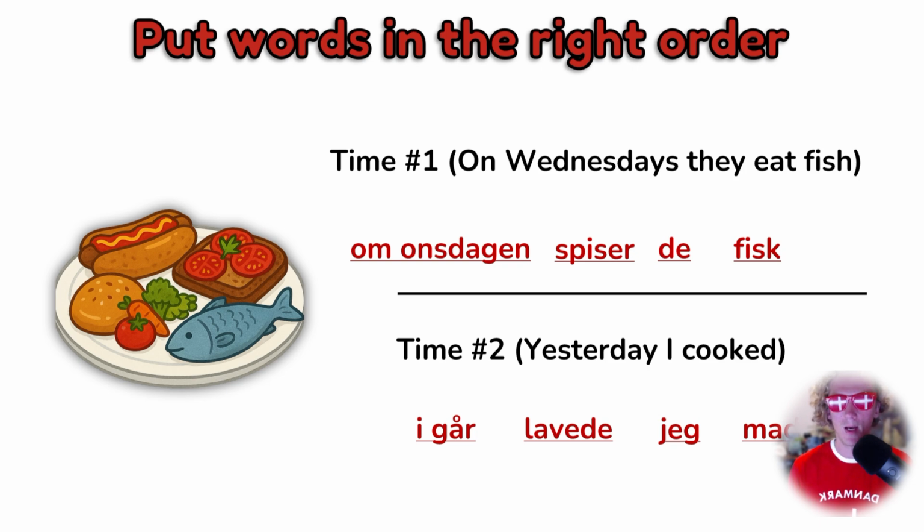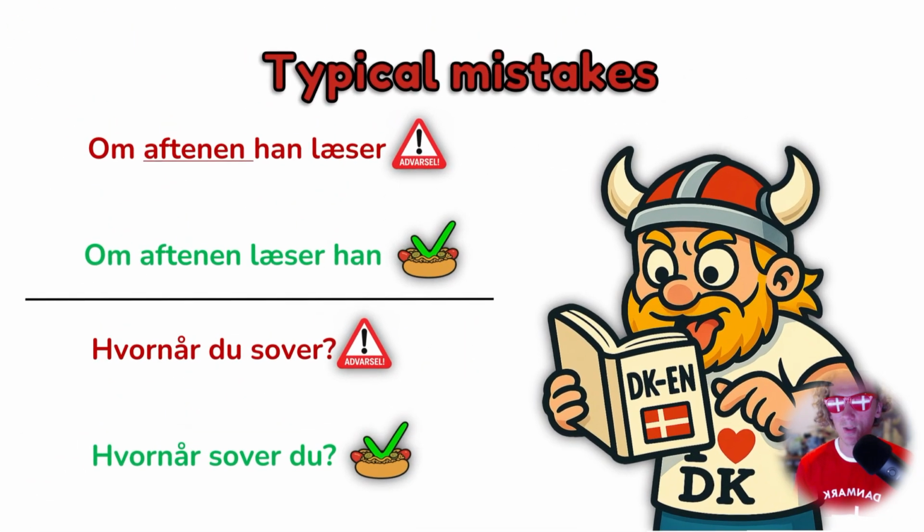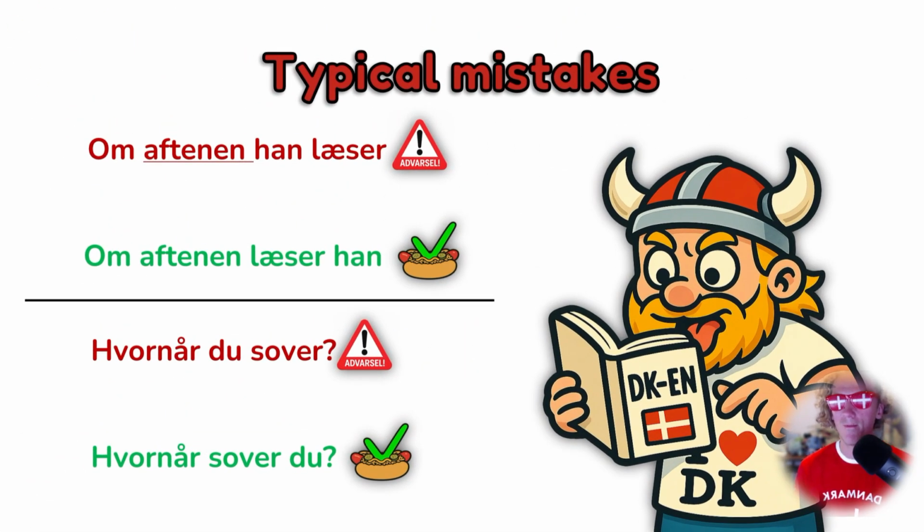Okay. So now, why are we drilling this so much in this exercise? It's because very often what I hear with my students is that people forget to do the inversion. And a Danish ear can hear that quite well. So the typical thing that happens is that you just keep the subject, verb, object, even though there's a time adverbial. It could sound like om aftenen han læser. But no, this is wrong. The correct one is om aftenen læser han.